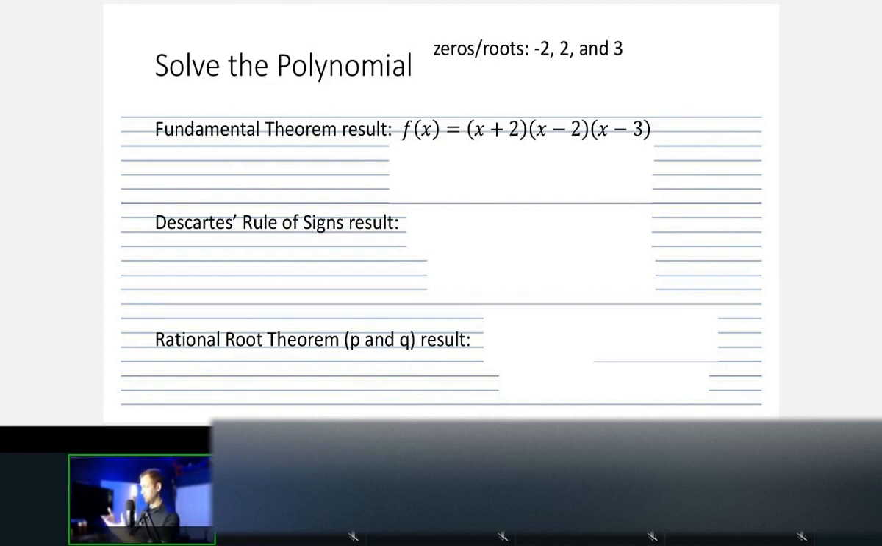We went from the solution form to the factored form. And all I've got to do is just multiply them all together. So I'll give you a minute, which should be enough. Ready to go.